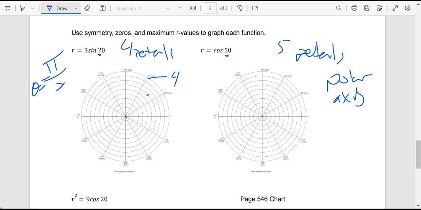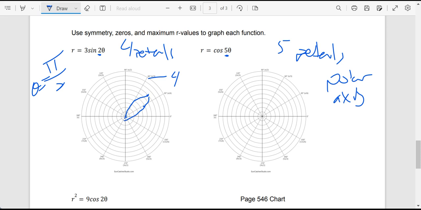If I were to do pi over 6, that will get me 3 root 3 over 2, which will be a little less, so somewhere around here. And if I were to do pi over 3, that will get me sine of 2 pi over 3, which is root 3 over 2. Same story, 3 root 3 over 2, so same thing on the other side. And it will just go back down. But if I put pi over 2 in, sine of pi is 0, so it would come back to 0. So it would give me something like this.